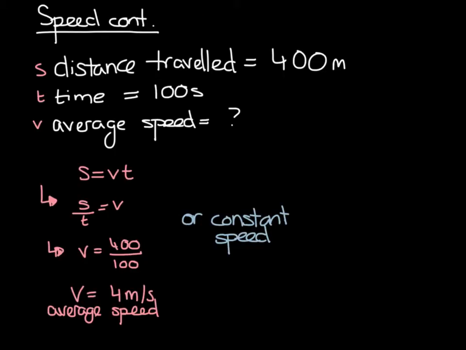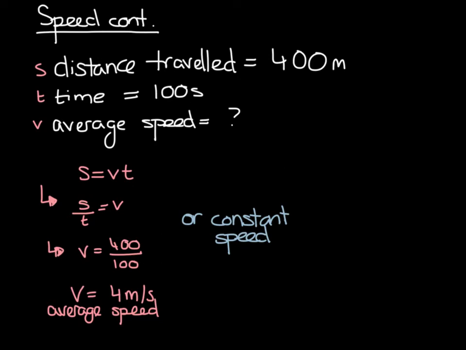So for example, if we look at this worked example, if you're told that you travel a distance of 400 metres in a time of 100 seconds, we can calculate the average speed of that journey. We use our equation, we rearrange it, so we get V equals 400 divided by 100, and that will give us an average speed for the journey of 4 metres per second.